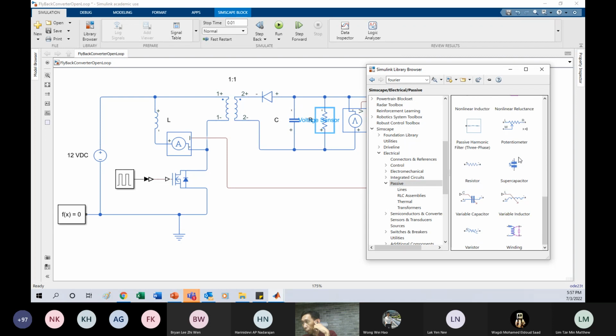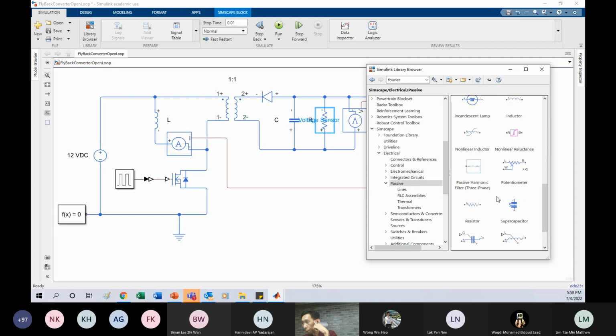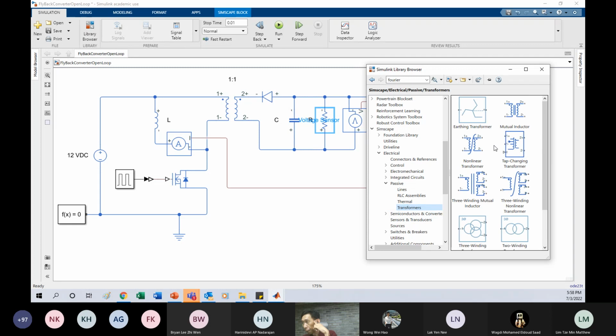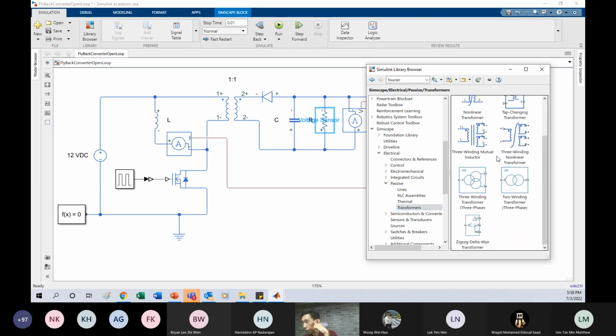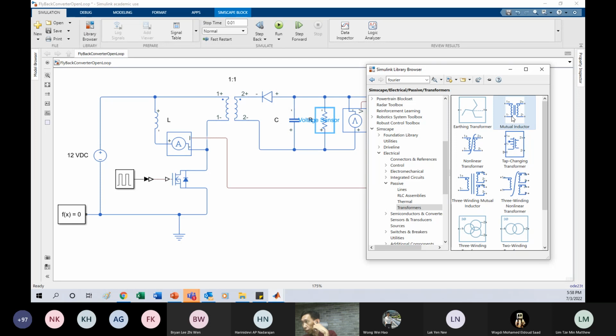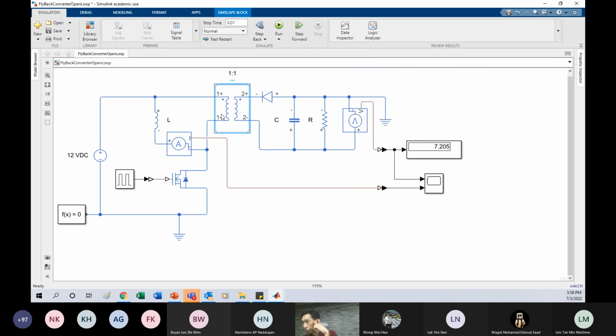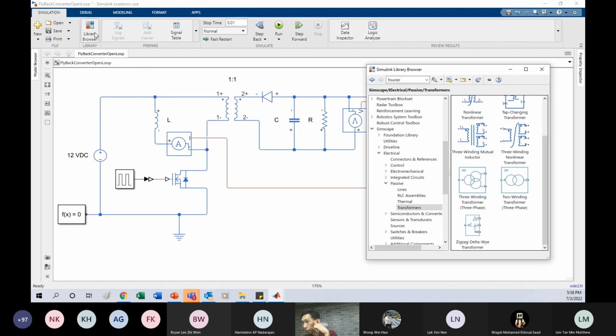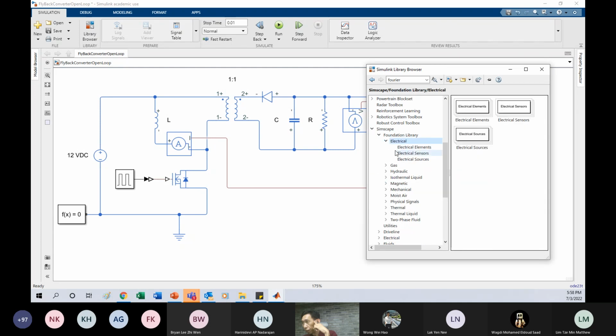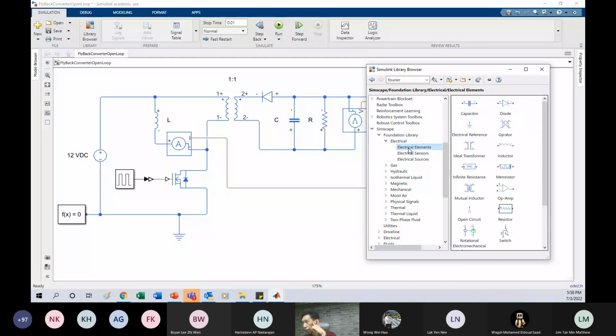Transformer. Okay, linear transformer. Where's the linear transformer? Not the mutual inductor. It's a linear transformer. Oops. Then it should be here. Foundation library. It's under foundation library, electrical element. The ideal transformer is here. Okay, you can move it over.